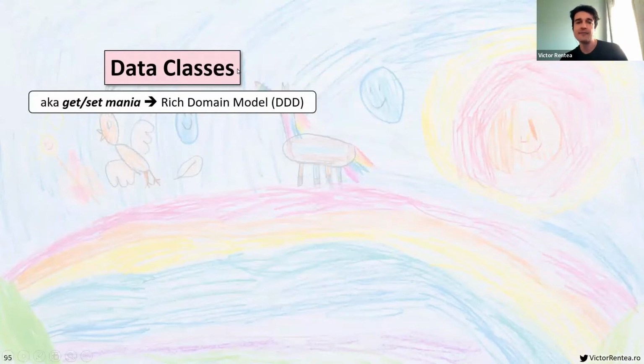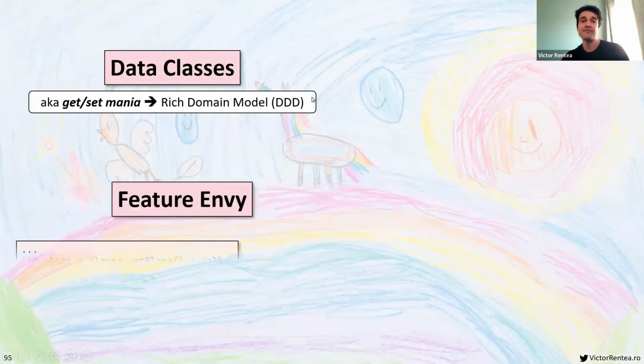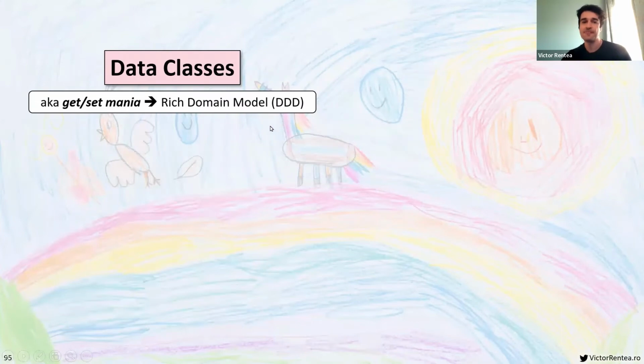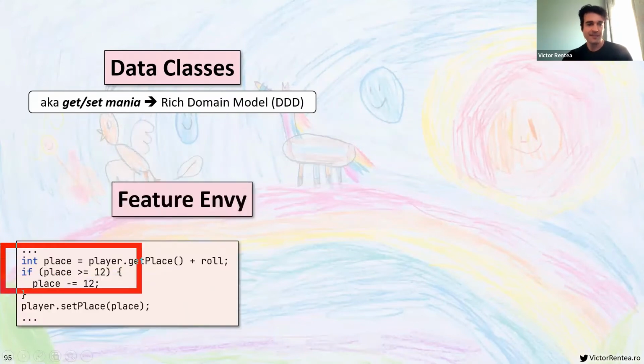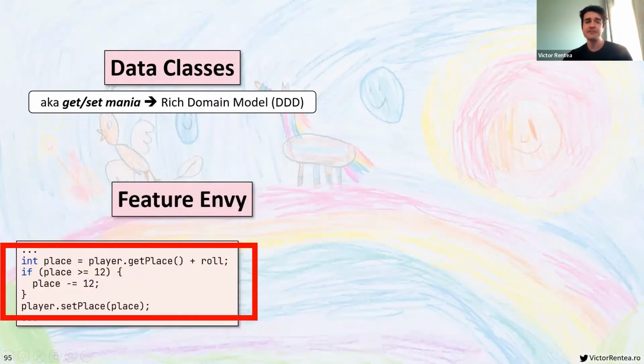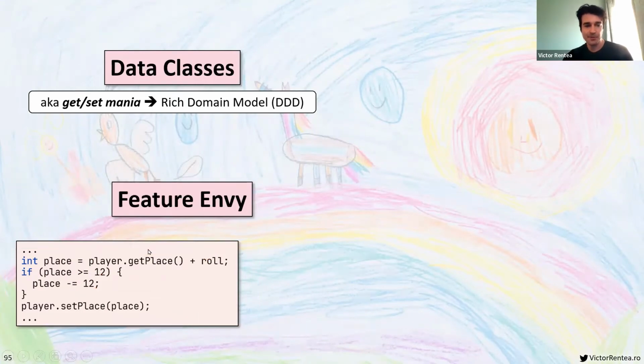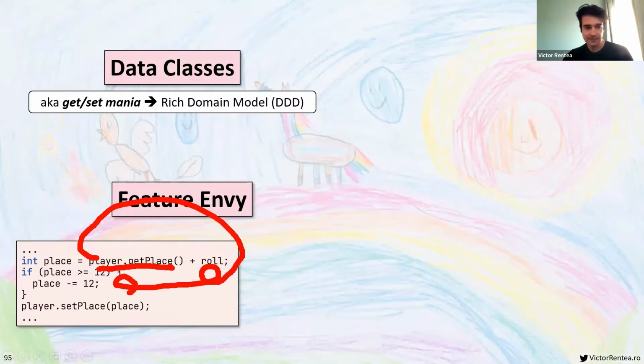So go ahead, put logic inside your domain, but pay attention to what you put. In other words, look at this kind of logic: place equals player.getPlace plus roll. If place is more, place decreases, and then player.set back. Pay attention to what happens. I take the place from the player, I increment, I have another rule, and then I set it back to the player.